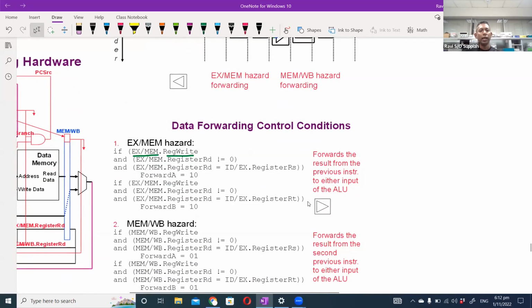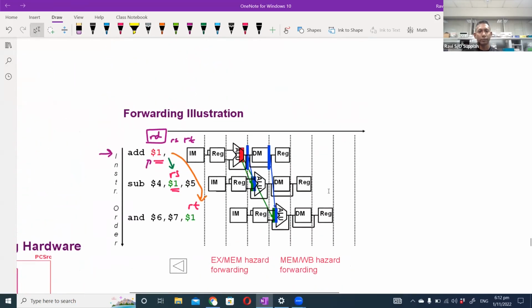Then what I'm checking is, this register that I'm updating, which is the RD register, is it the same as my RS register, which is currently in the EX stage? That means my second instruction is in the EX stage, which is this stage over here.